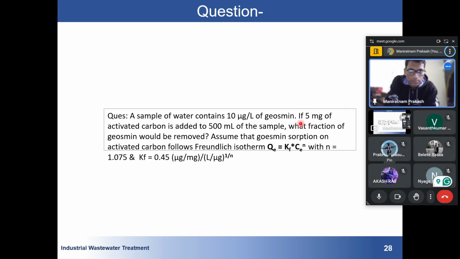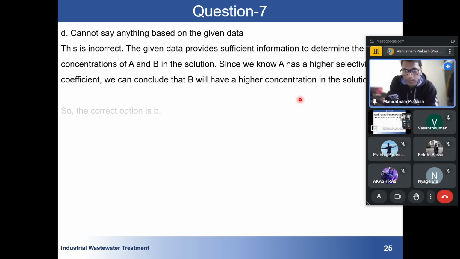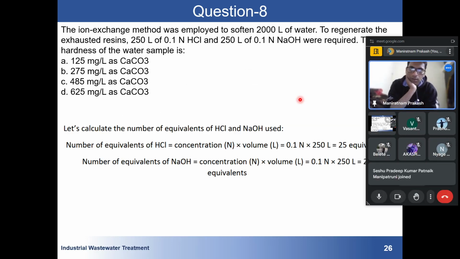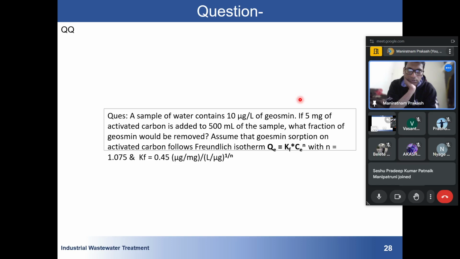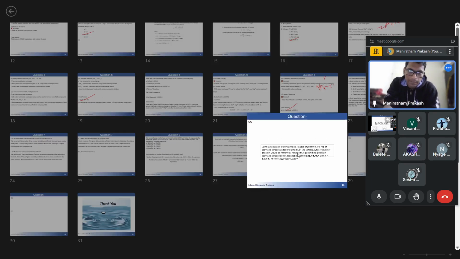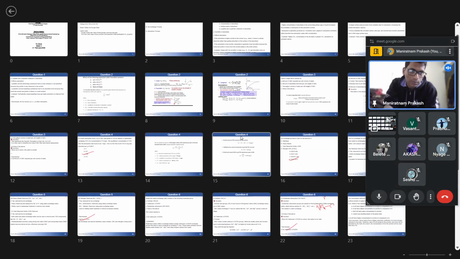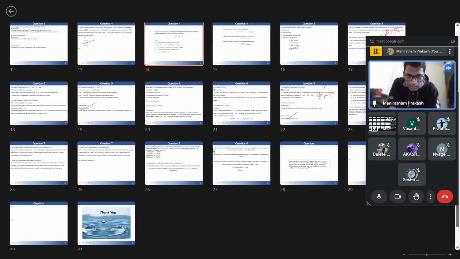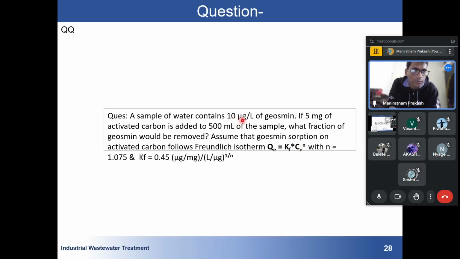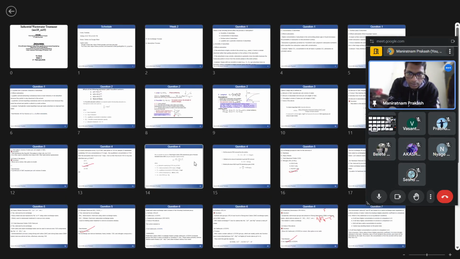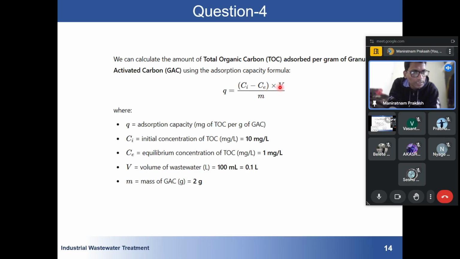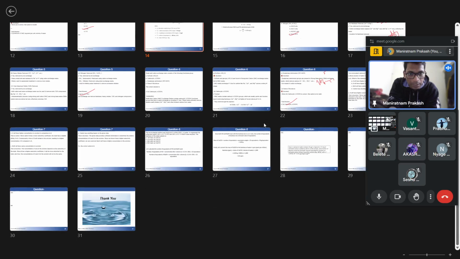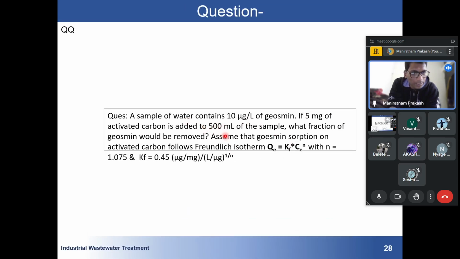We have two formulas. There is one formula of QE, that is kf into CE to the power n, and there is another formula of QE that we know: QE is equal to (CI minus CE) into V by M. For our question, CI is given, that is 10 microgram per liter. You have to find CE. Volume is also given, that is 500 ml, and mass is also given, that is 5 milligram. You can see everything is given to you.